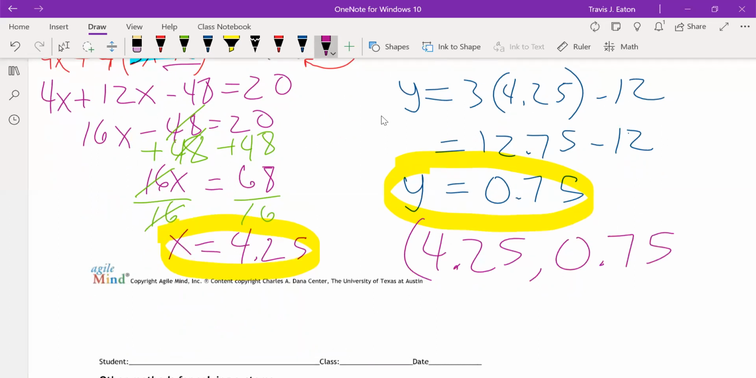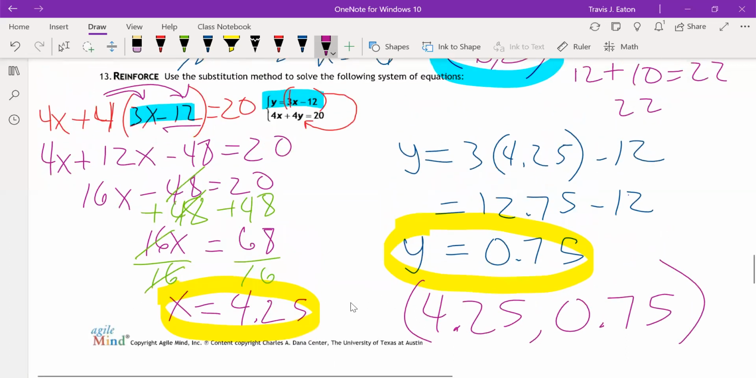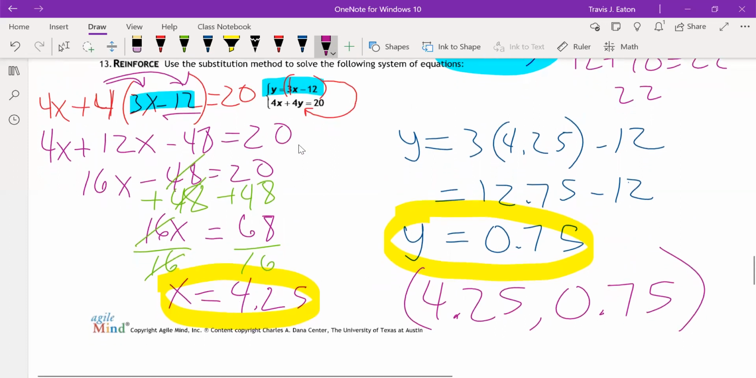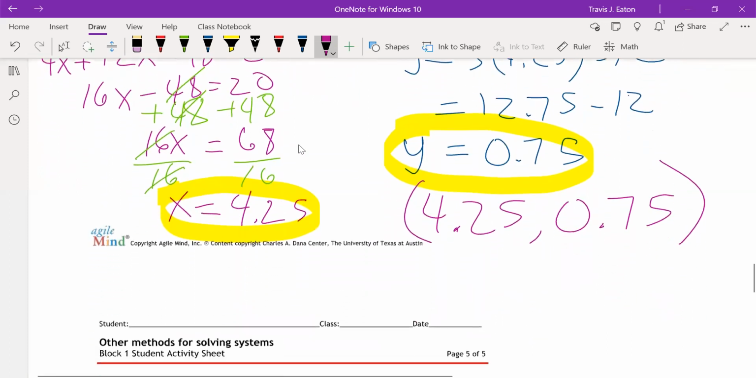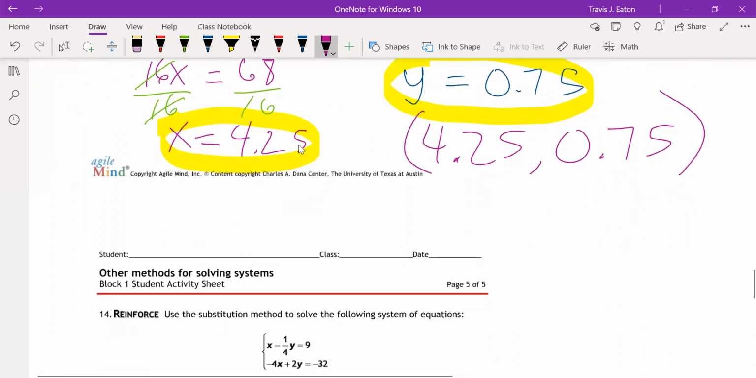0.75. Now, in the interest of time, I'm not going to go back and check this one because I'm fairly certain that what I've done is correct. But if you want to make sure your answer is correct, you go back in and you substitute the values of x and y into both equations to make sure that they are true equations after you've substituted. So there's substitution happening all over the place.